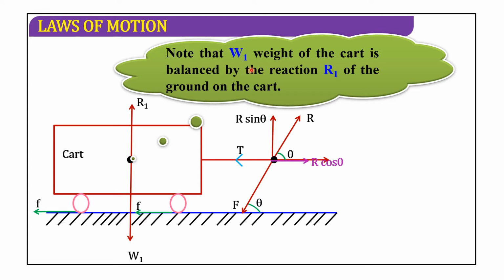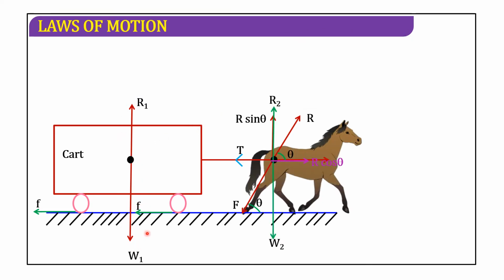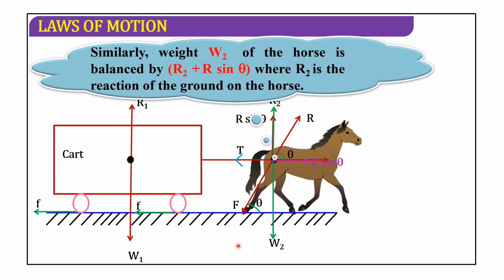Note that W1, the weight of the cart, is balanced by the reaction R1 of the ground on the cart. See here, this is balanced. So the weight of the cart is balanced by the reaction R1 of the ground on the cart. Now similarly, weight W2 of the horse is balanced by R2 plus R sin theta, where R2 is the reaction of the ground on the horse. Here it is balancing.